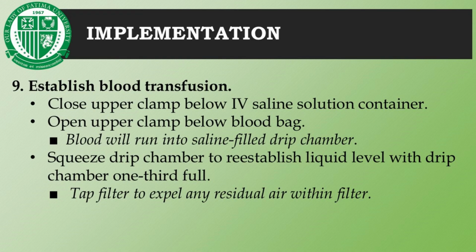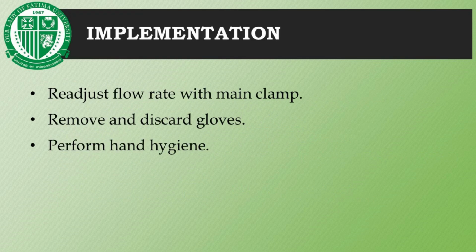Next is to establish blood transfusion. First, close the upper clamp below the IV saline solution container. Open the upper clamp below the blood bag. It will be visible that the blood will run into a saline-filled drip chamber. Squeeze the drip chamber to re-establish the liquid level with the drip chamber 1/3 full. Tap the filter to expel any residual air within the filter. The nurse should readjust the flow rate with the main clamp.